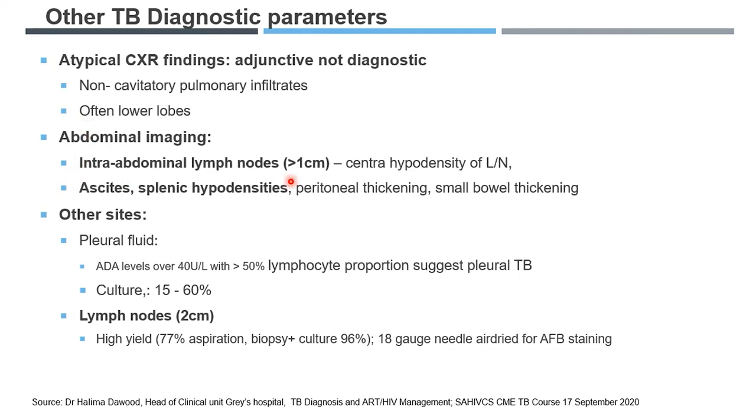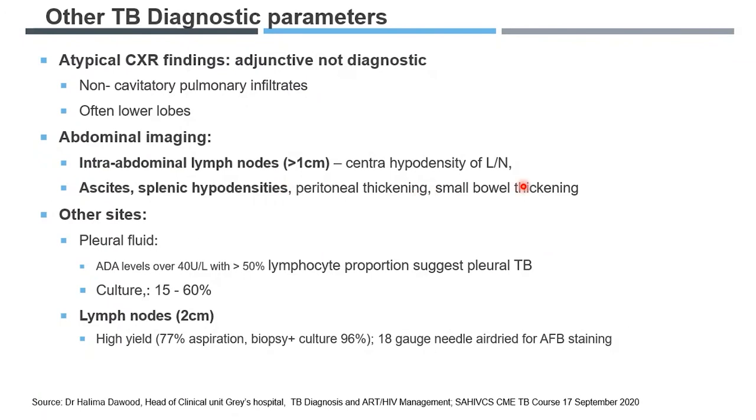And if we're looking for classical features that we might find: intra-abdominal lymph nodes more than a centimeter with central hyperdense density within the lymph nodes, ascites, which has been commonly associated with a strong correlation with abdominal TB, splenic hypodensities and granuloma, and a combination of those two as well, peritoneal thickening and small bowel thickening.